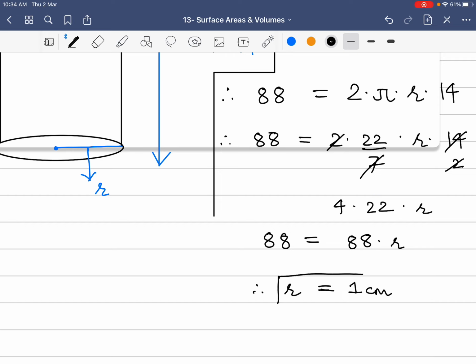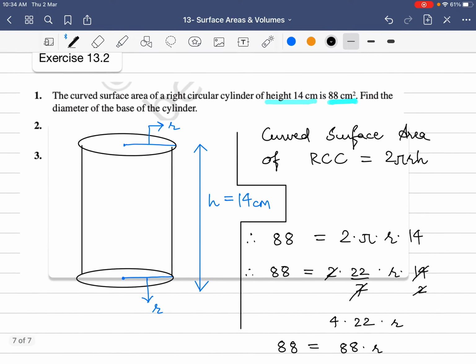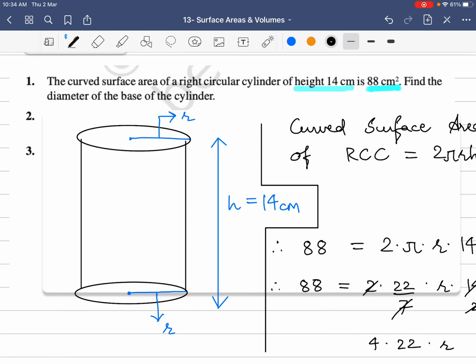Unit is very important, don't miss the unit. The unit here is centimeter. R is equal to 1 centimeter. So now we have got the value of r, which is equal to 1 centimeter. I am just going to note it down. R is equal to 1 centimeter.